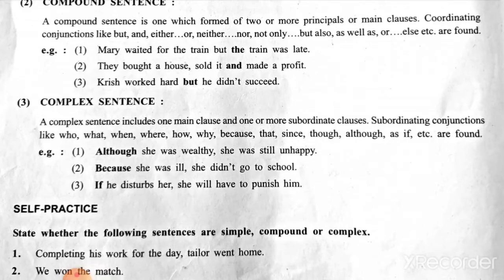So we see, although she was wealthy, she was still unhappy. Another, because she was ill, she didn't go to school. Here there are two clauses, but it makes meaning because you have put a subordinating conjunction. The subordinating conjunctions are although and because. Another, if he disturbs her, she will have to punish him. So that is a complex sentence.